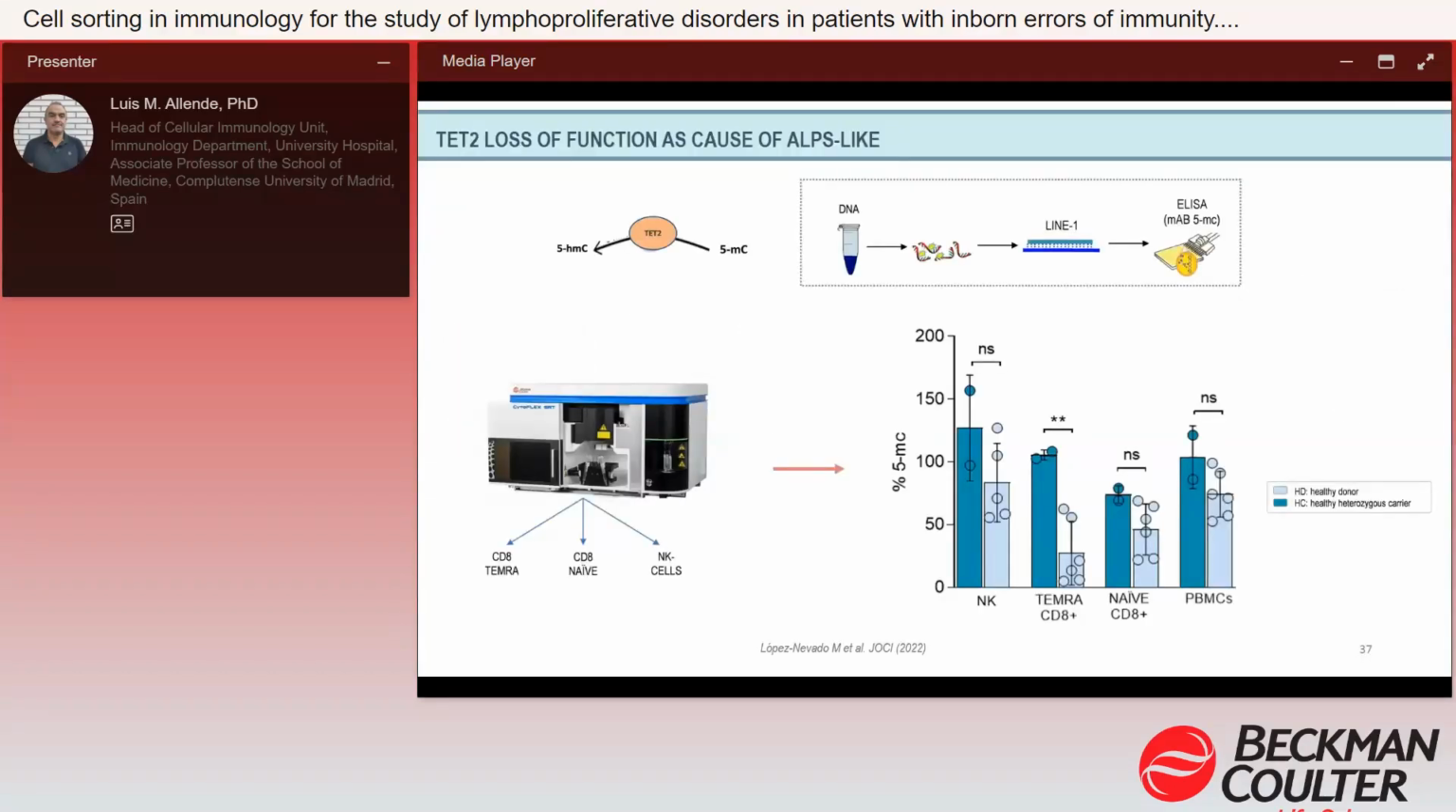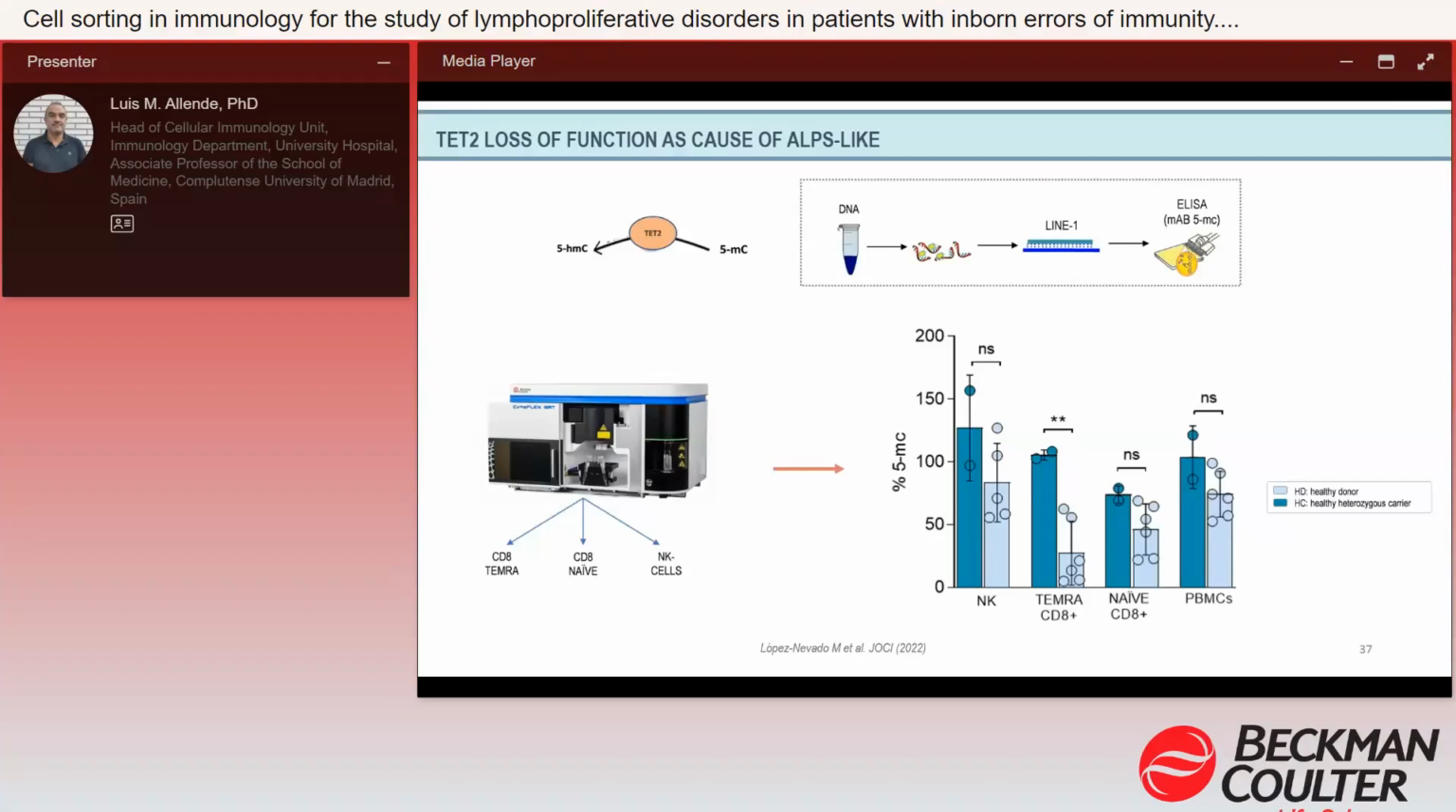To evaluate if DNA demethylation by TET2 function was altered in these cells in the healthy carrier, the percentage of 5-mC was quantified in isolated cell populations, such as PBMCs and sorted NK, naive, and TEMRA CD8 T cells that we saw before. P1, as we knew, shows a significantly increased percentage of global 5-mC in whole blood, confirming the functional consequence of TET2 deficiency, while no alteration was found in her heterozygous carrier, HC.